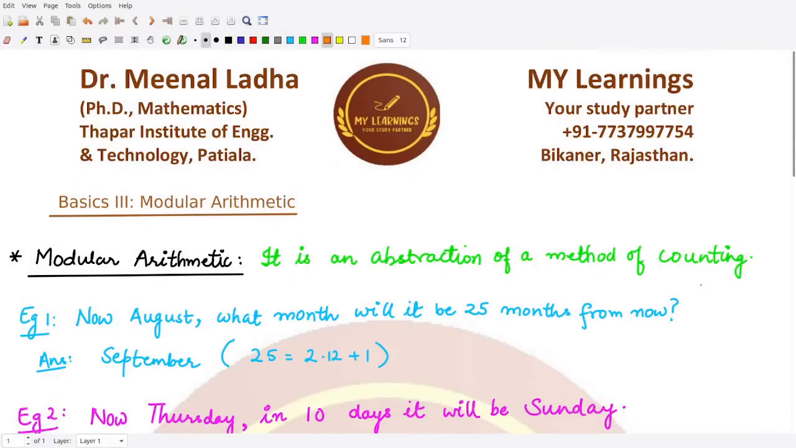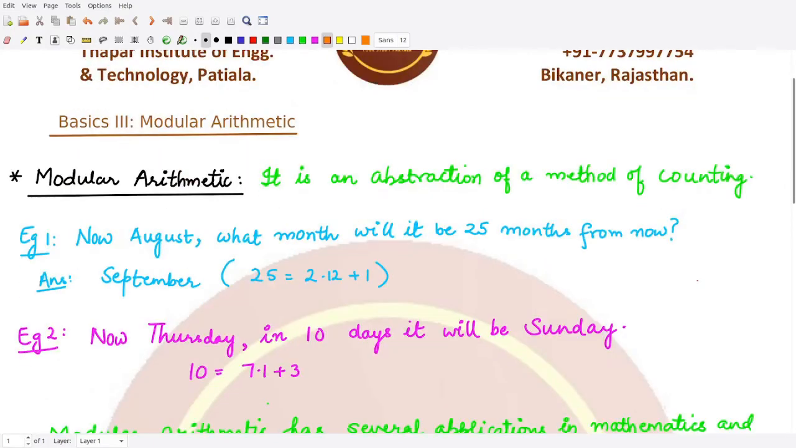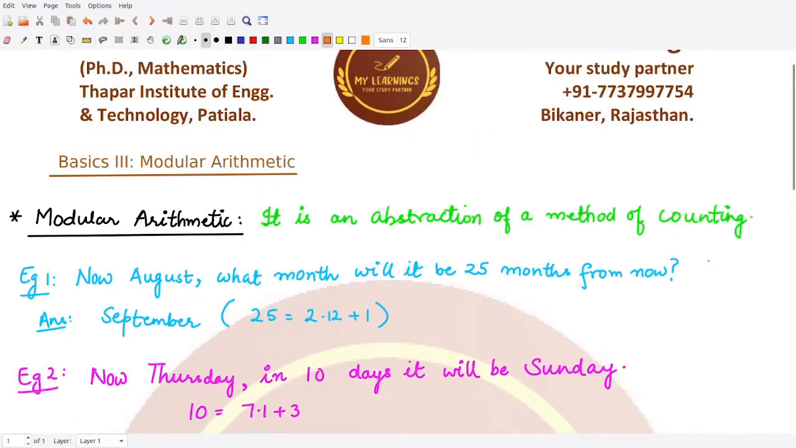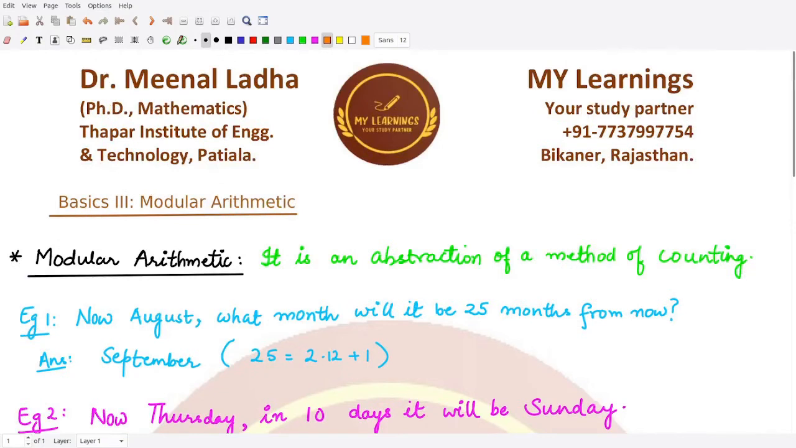In this video we are going to see another basics, which is modular arithmetic. Now by the term arithmetic you can very immediately think of counting. So modular arithmetic is another method of counting where we abstract it in a certain way. Now what does that exactly mean? That could be understood with the help of this example.